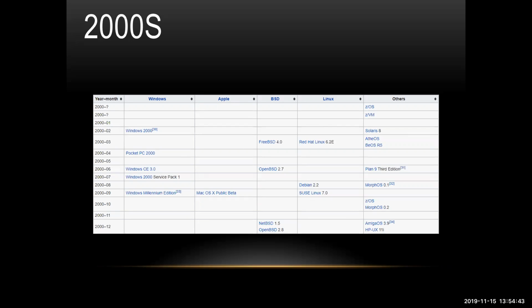We also had the Mac OS X public beta and SUSE Linux 7.0. And then October, we had MorphOS 0.2. And December of 2000, we had NetBSD 1.5 and then OpenBSD 2.8. And then AmigaOS 3.9 and HP-UX 11i.